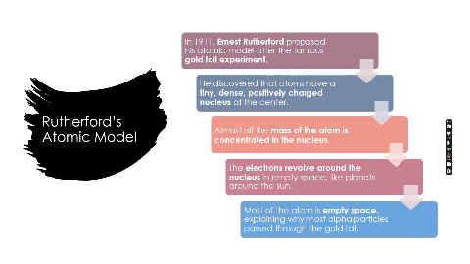So, Rutherford's atomic model explained in 5 pointers. In 1911, Ernest Rutherford proposed his atomic model after his experiment, which is also known as the gold foil experiment. He discovered tiny particles which are dense and positively charged, with a positively charged nucleus at the center. Almost all the matter of the atom is concentrated in the nucleus. The electrons revolve around the nucleus in empty space like planets around the sun. Most of the atom is empty space, explaining why most alpha particles pass through the gold foil.